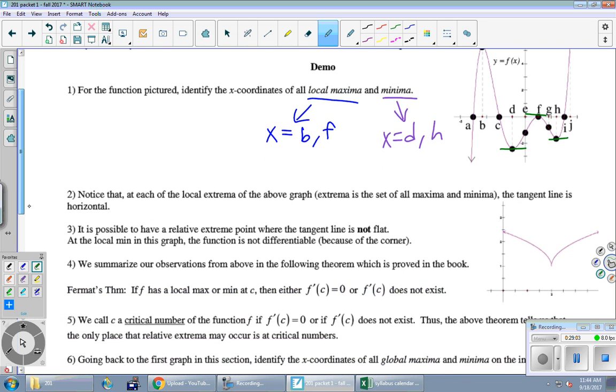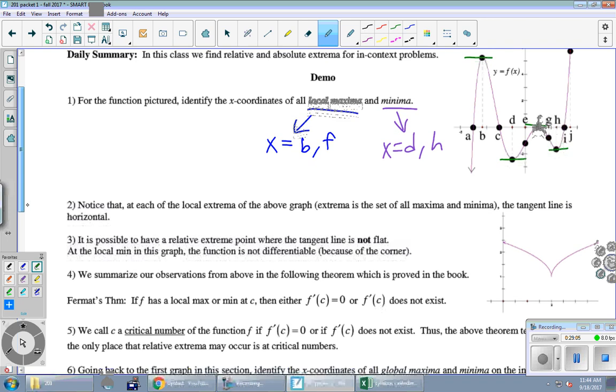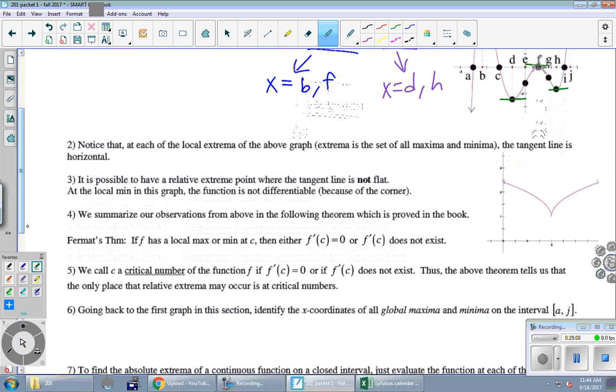It turns out that there are also other kinds of places that you might see where you have a max or a min. So in this picture right here, there is a local minimum at that bottom point. Is the derivative 0 at that bottom point? No. What can you say about the derivative at that point? It doesn't even exist, right? The derivative does not exist there. So it turns out those are the 2 places where you're going to find local maxes and mins. You're going to look for places where the derivative is 0, and you're going to look for places where the derivative doesn't exist.